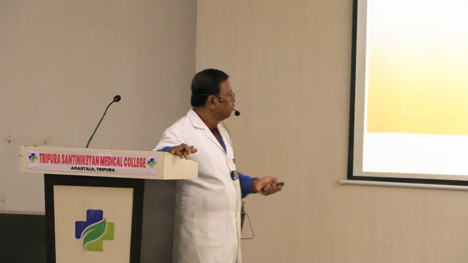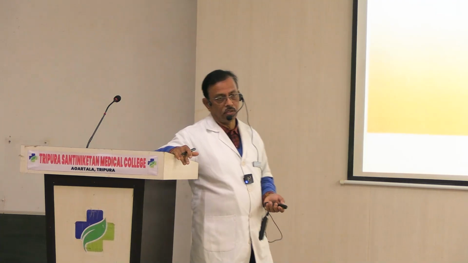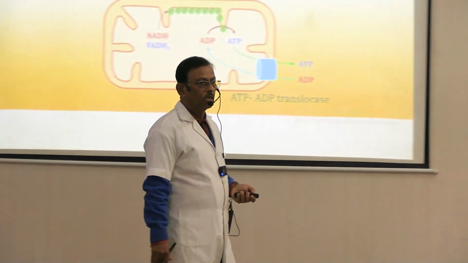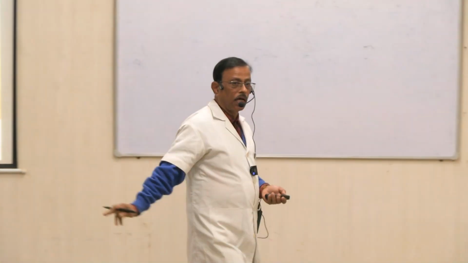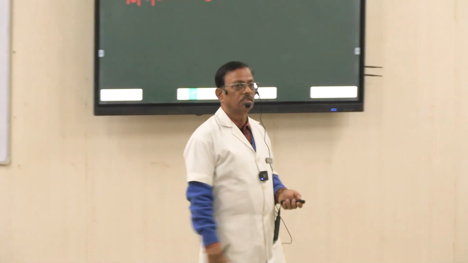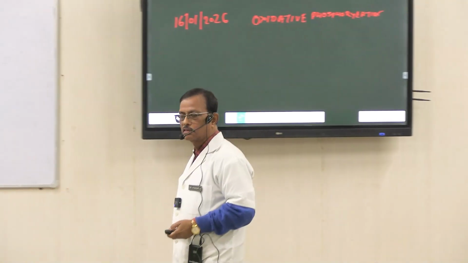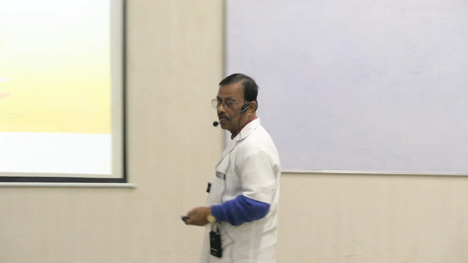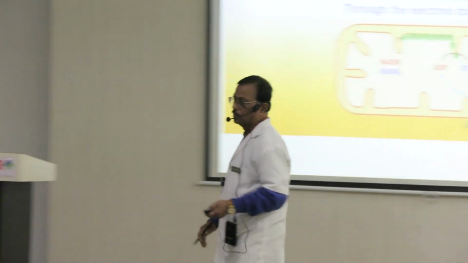That is done by a protein called ATP-ADP translocase. This is an enzyme of the 7th group of enzymes, translocase. So this is one example of class 7 of enzymes. We can classify enzymes into 7 groups: oxidoreductase, then transferase, hydrolase, lyase, isomerase, ligase, and the last, the 7th group, is translocase. So this is one example of translocase.